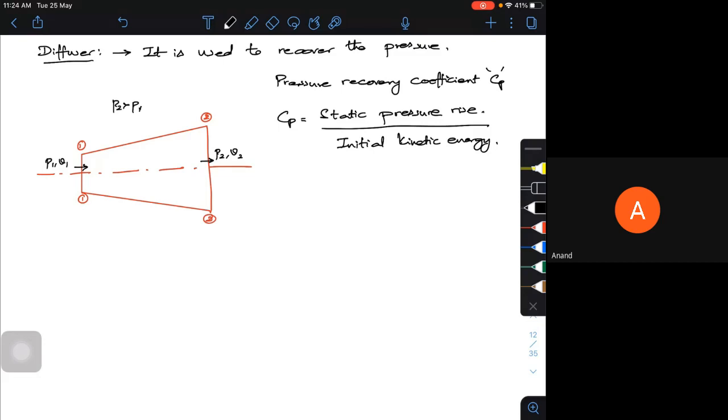Now, what is the kinetic energy? It is half rho V square, or whatever it may be. So Cp is equal to the static pressure rise, the difference P2 minus P1, that is delta P, divided by half rho V1 square. This is the pressure recovery coefficient, or simply what we call the pressure coefficient.